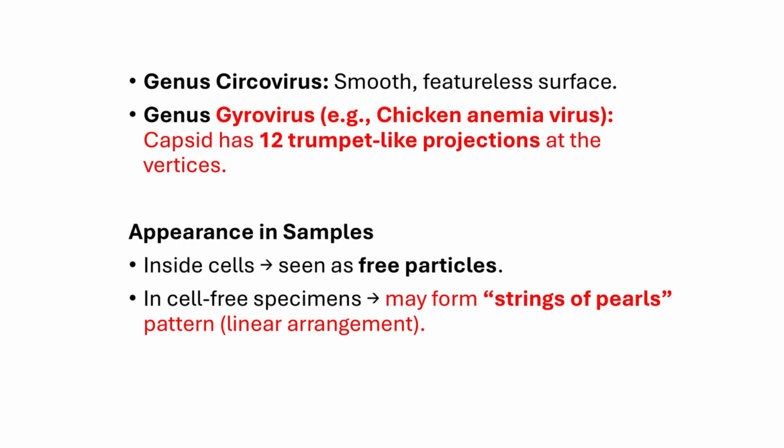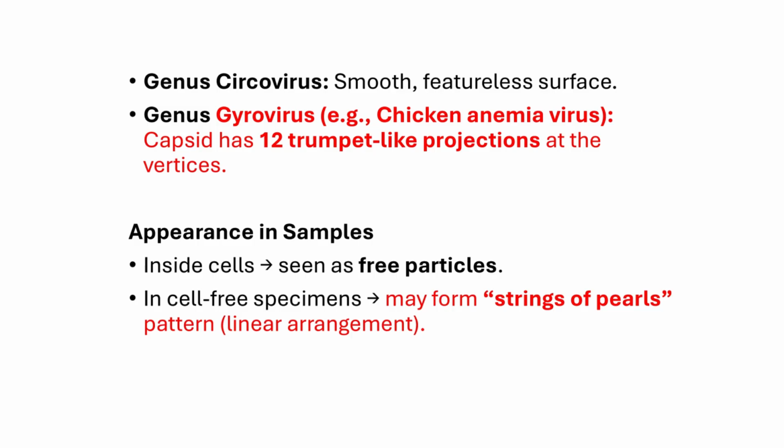Next, let's focus on the morphology of circoviruses and gyroviruses, and how they appear in diagnostic samples. Within the genus Circovirus, the virions have a smooth, featureless surface. Their capsid is simple and uniform, consistent with their very small size. In contrast, viruses in the genus Gyrovirus, such as chicken anemia virus, have a distinctive appearance. Their capsid displays 12 trumpet-like projections at the vertices of the icosahedral structure. These projections are a key feature that helps differentiate them from circoviruses.